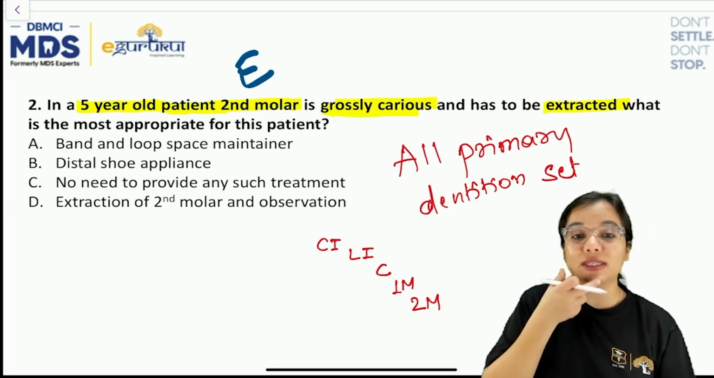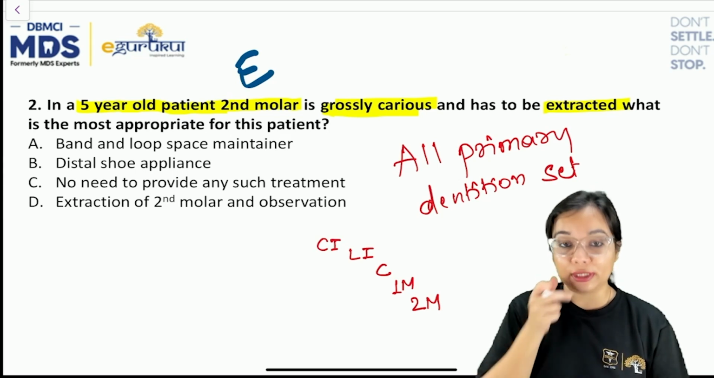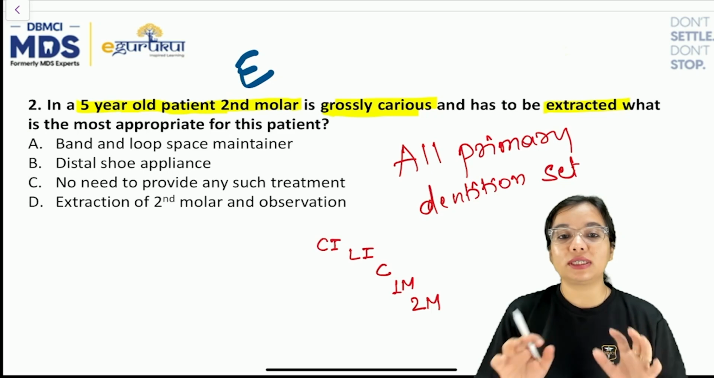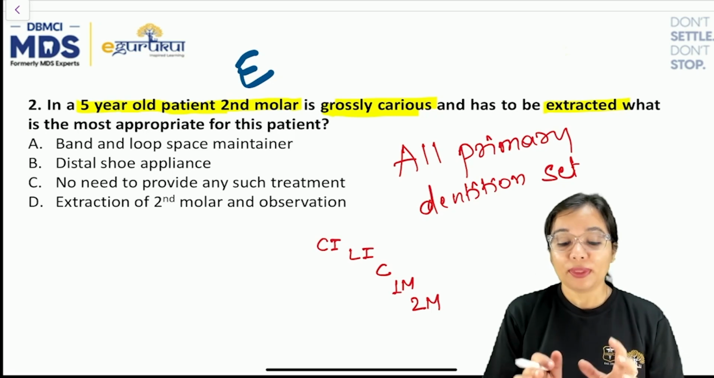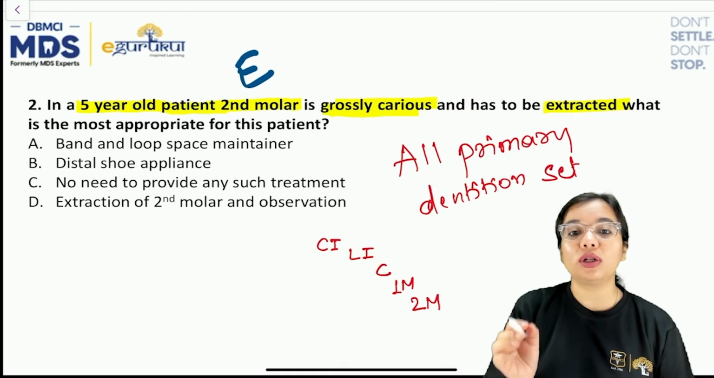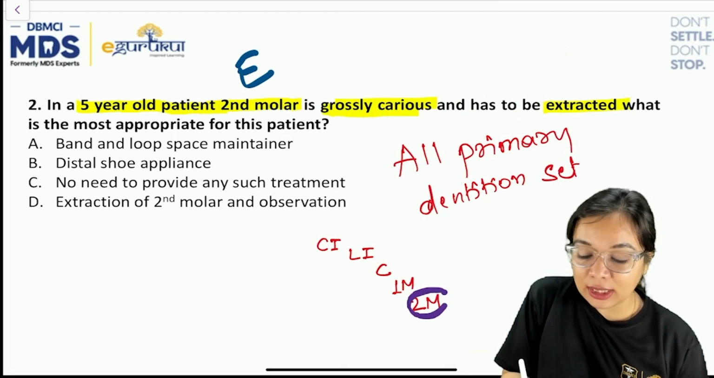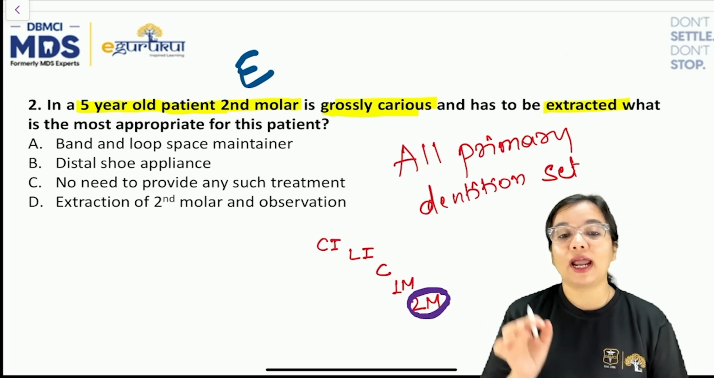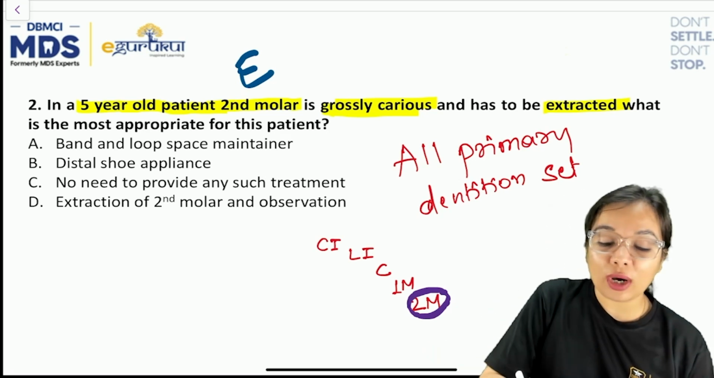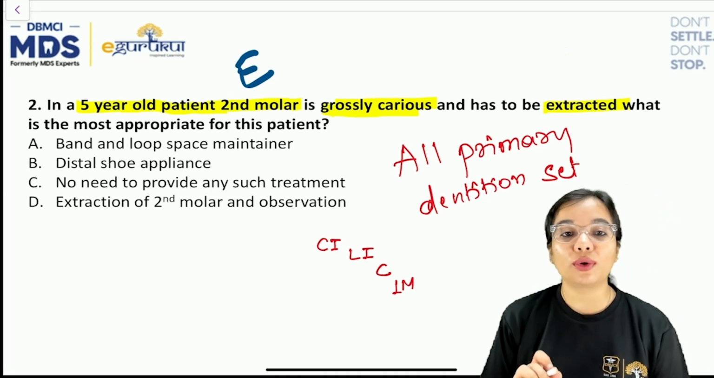So for example, this is the lower arch. Okay, so for example, this is the third quadrant. So only these many teeth are present. Okay, no other teeth are present. All these teeth are primary. Now what they are saying is that E, or the second molar, has become grossly carious. This is decayed, and because of this, what has happened? You have to remove it. So you are supposed to extract it. So you extracted this. Now what are you going to do?